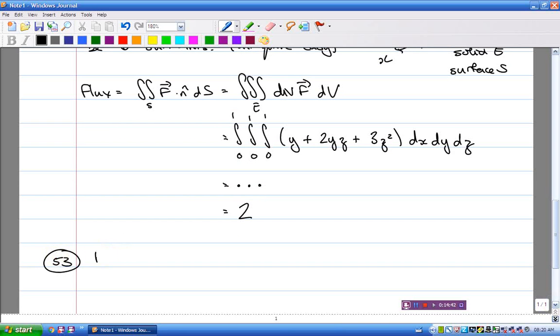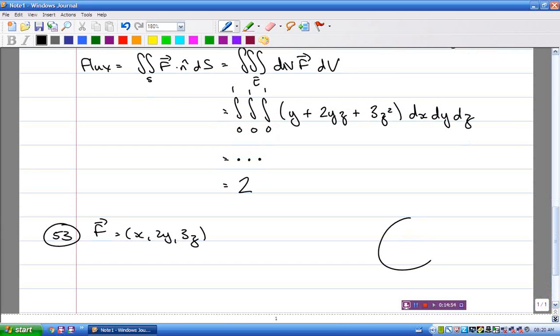Find the flux. So we've been given our vector field x, 2y, 3z. Already I can see that my div is going to be just numbers. Yay. And the surface is a sphere of radius 2.